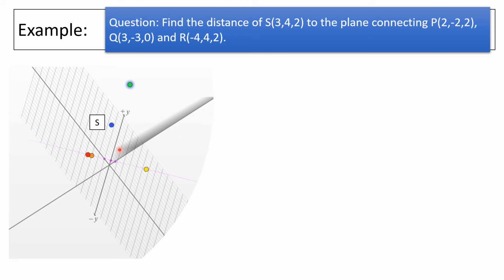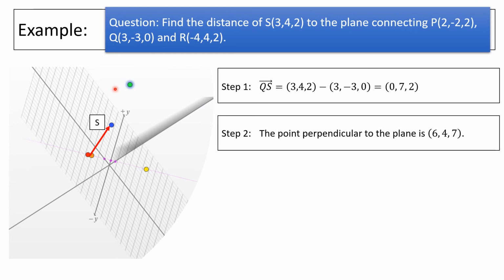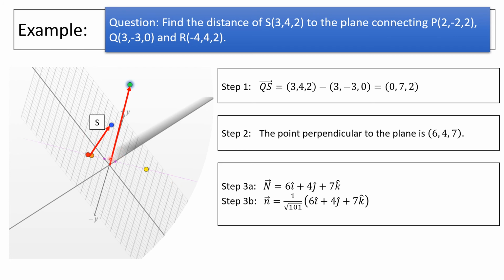So now let's go and see what we do for the first step. In the first step, I take the orange point, which is the Q, and I take that as the tail of the vector, and the head of the vector is the blue point. So the vector that connects these 2 points is (0, 7, 2), and I got my point which is directly perpendicular to the plane from the equation of plane here. And the third step is to find the unit vector, which is this.